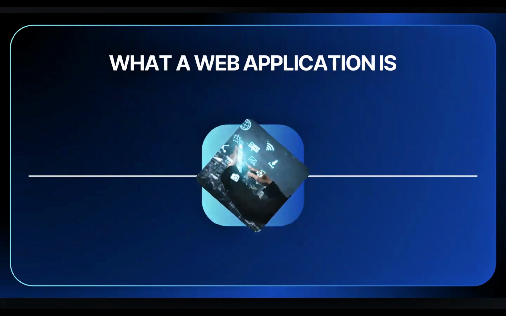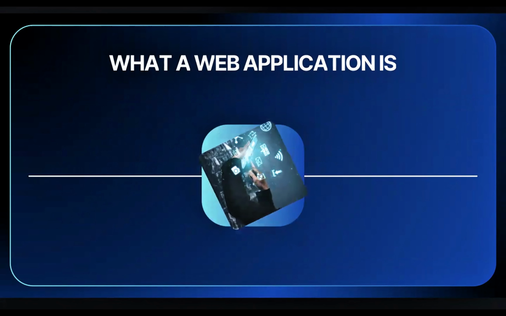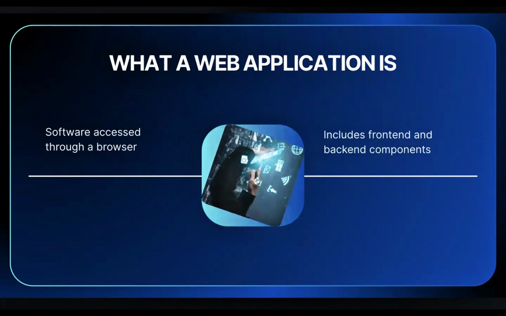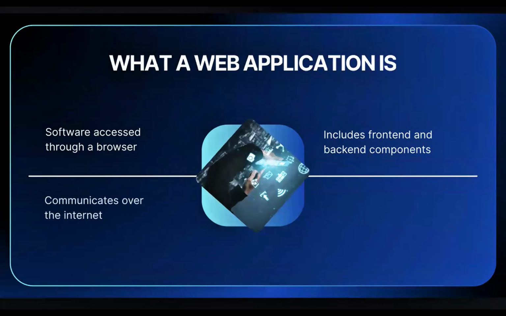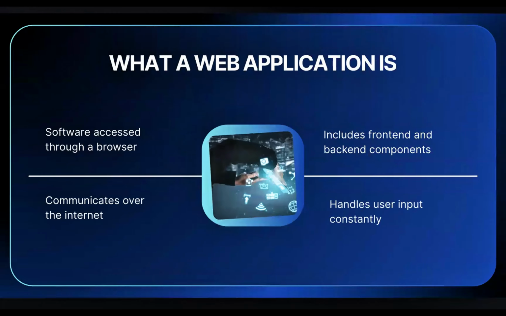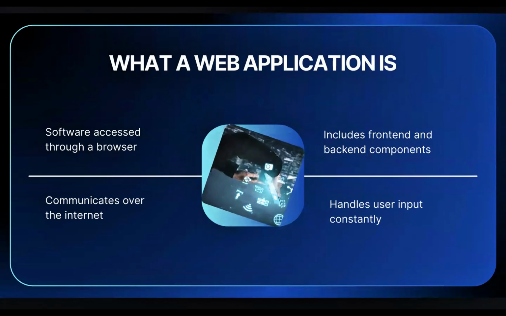Now, what is a web application? A web application is software you use through the internet. It is software accessed through a browser. It includes front-end and back-end components. It communicates over the internet to serve requests, and it constantly accepts and processes user input.